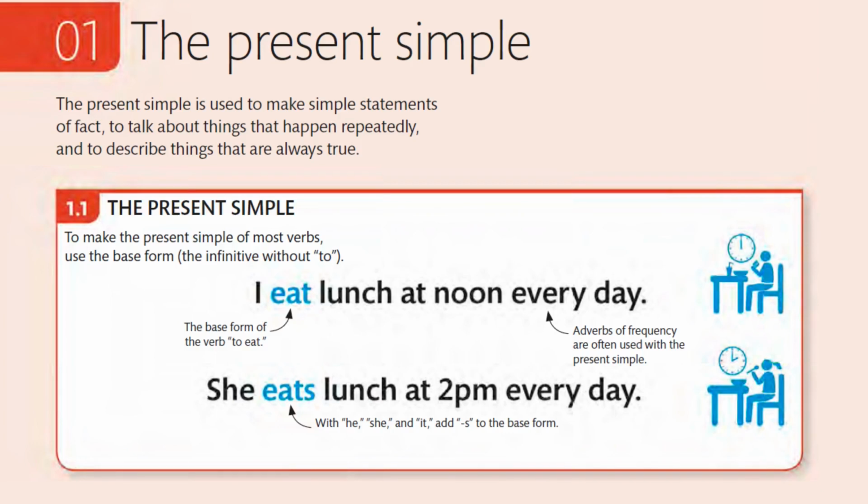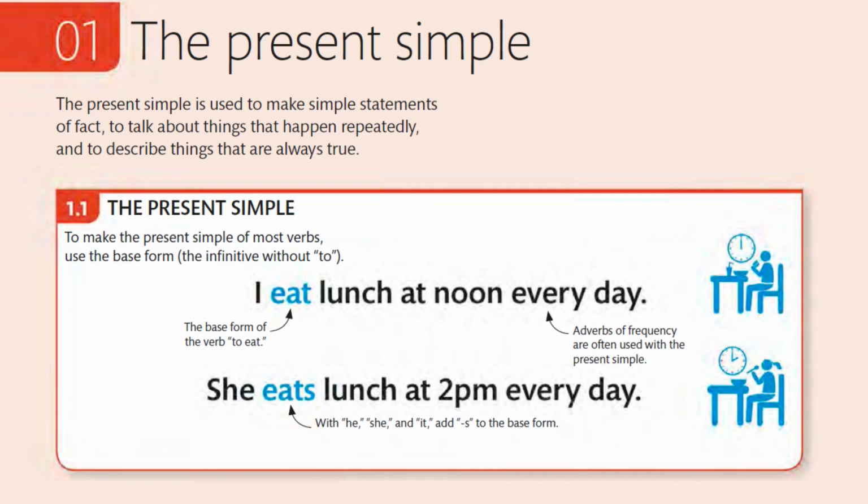The present simple. The present simple is used to make simple statements of fact, to talk about things that happen repeatedly, and to describe things that are always true. To make the present simple of most verbs, use the base form, the infinitive without to.